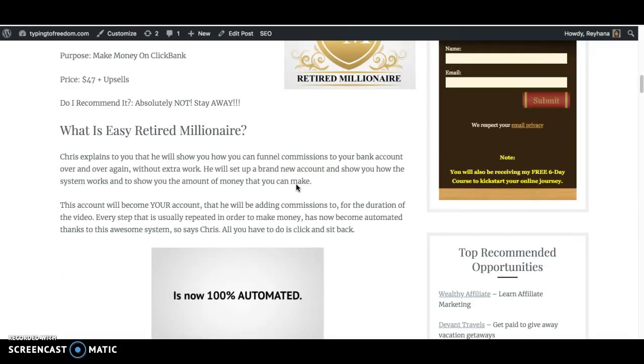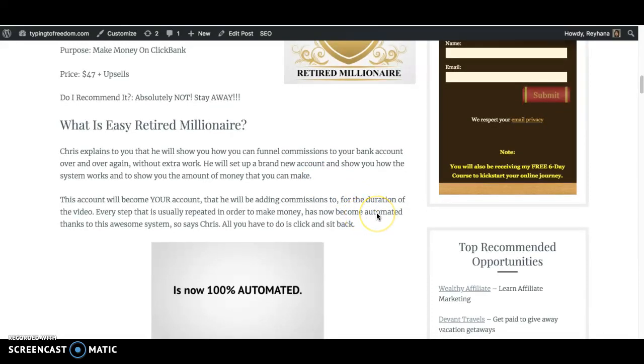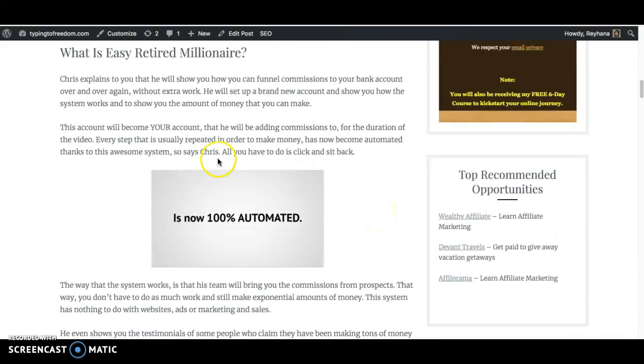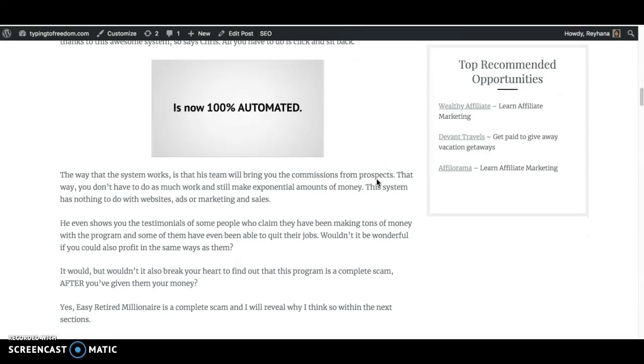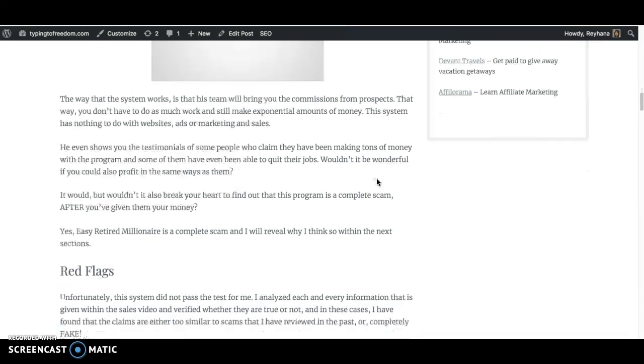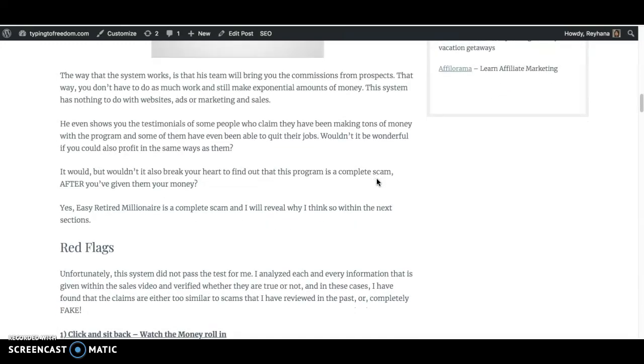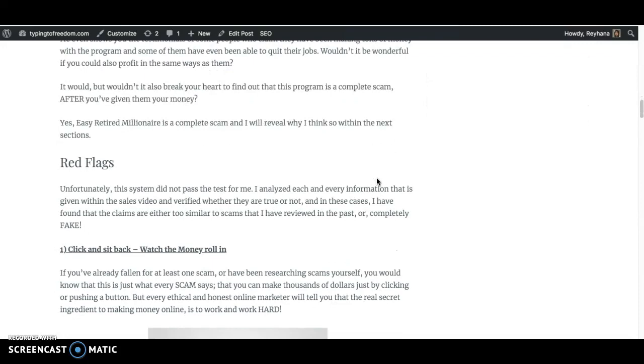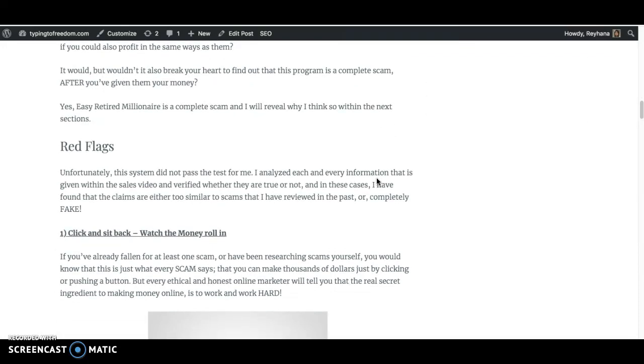So basically, let's get into what Easy Retired Millionaire is supposed to be. It's supposed to be a system that's going to 100% automate the steps that need to be taken in order to make you a success online. And all you have to do is click, sit back, and watch the money roll in, as per Chris. He even shows you some testimonials of some people who claim they've been making tons of money online with the program, and some of them have been able to quit their jobs as well. But as I've already told you, it's a scam.